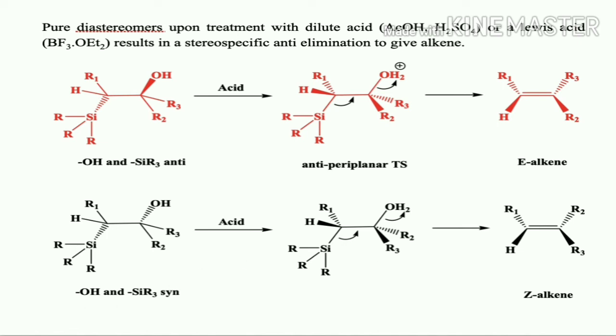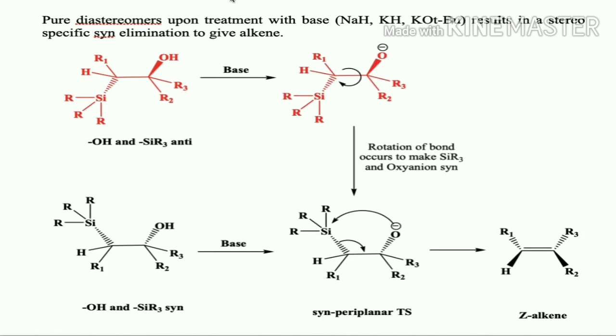So what happens if you treat with base? If you treat the pure diastereomers with a base like NaH, KH, or potassium tertiary butoxide, it results in stereospecific syn elimination to give alkene. In the case of acid, it underwent stereospecific anti-elimination, whereas if you treat the pure diastereomers with base, it results in stereospecific syn elimination to give alkene.